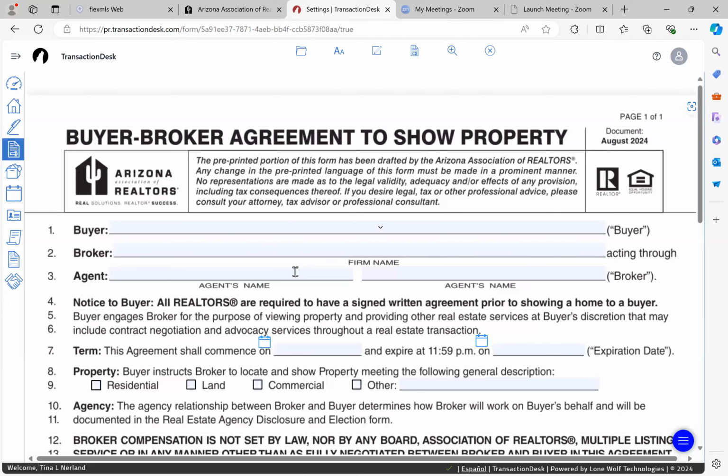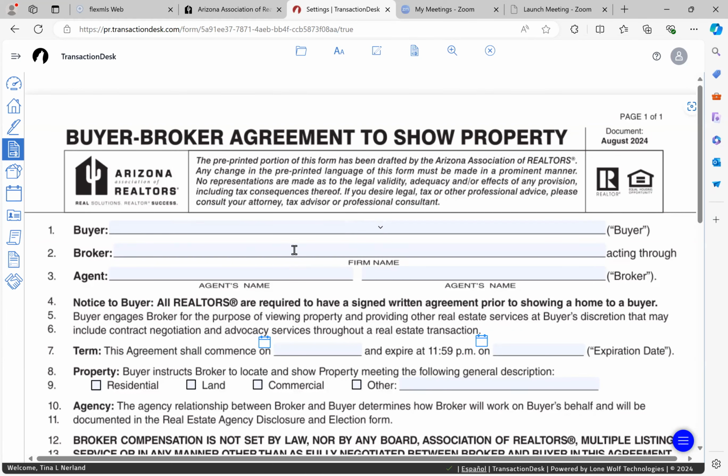So this is not between me and another agent. It's not where I go on vacation and I have one of my girls from the group of girls that we have, Tina Harrison, say, hey, Tina, can you show my clients this property? I do not need this agreement. Should I have it? Probably, but I don't need it because it's between the same broker. This is just stating between a buyer and a broker.